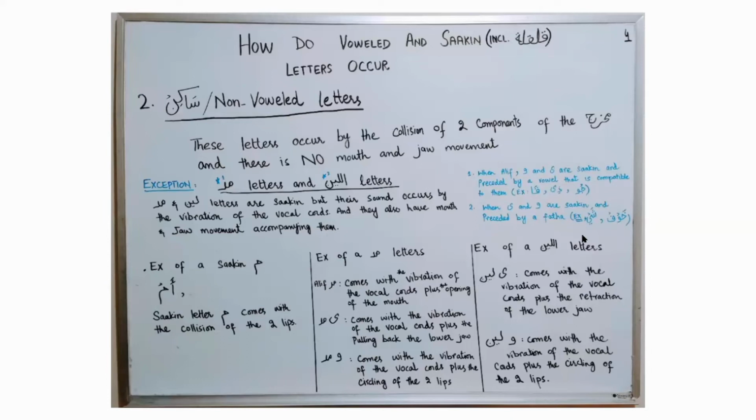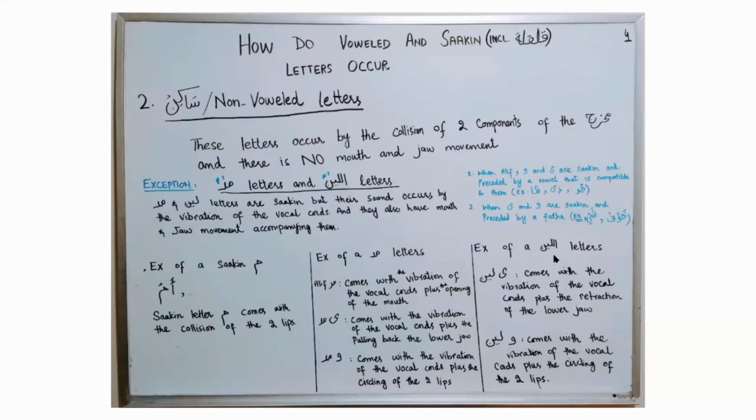In this case, shay, I cannot give the proper letter ya leen unless I pull back my lower jaw. So we will see some examples here. In case of letter meme, which is in a sakin condition, we will say the makhraj of letter meme comes with two lips. So if I say it, my two lips collide with each other, and through that we can hear the sound, and this is how sakin letters come.